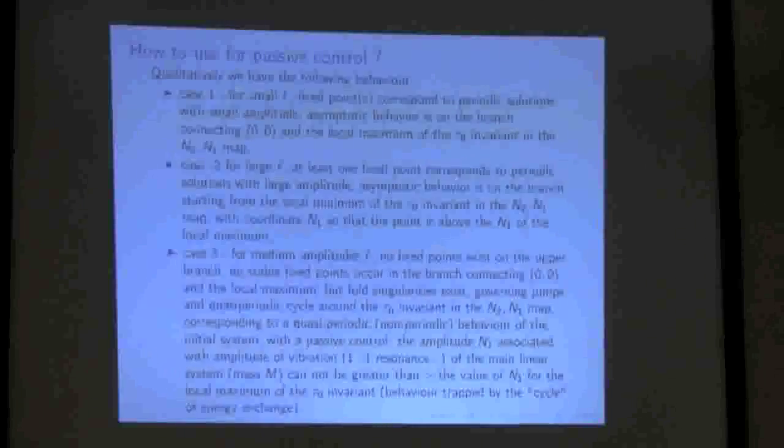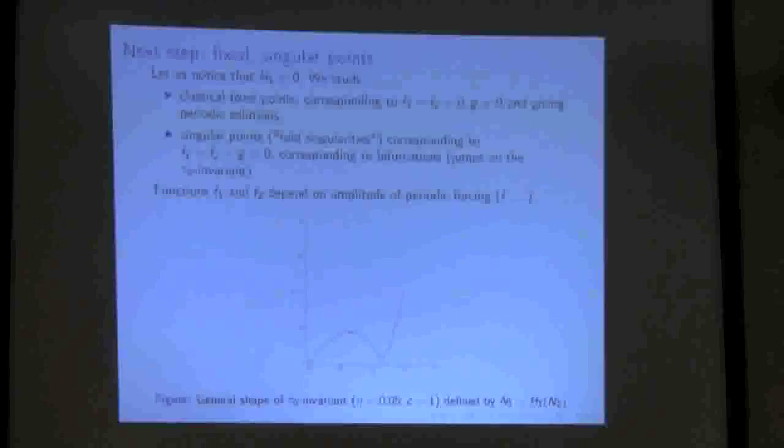So why can we use the previous situation for passive control? In fact, we have three cases. Because here you have a first branch from 0 to here. Then you have a second branch from here to here. If you make stability analysis, this is unstable. Here you have a third branch. And now I will try to look for classical fixed points. And we will have three situations.